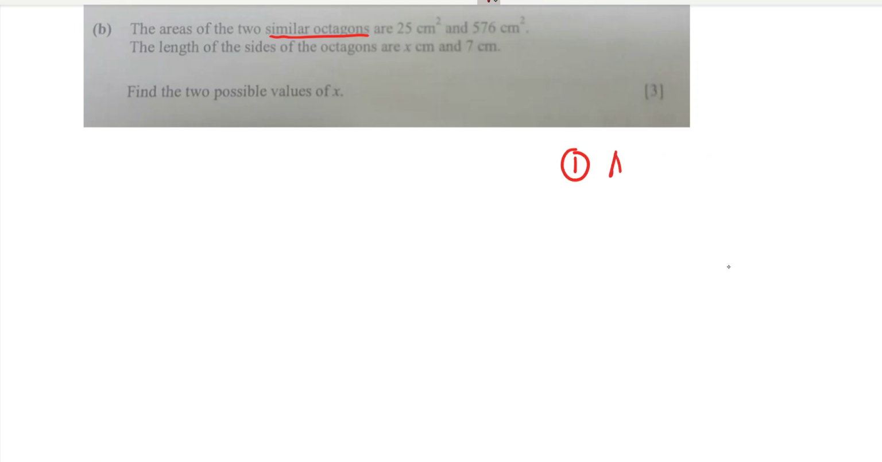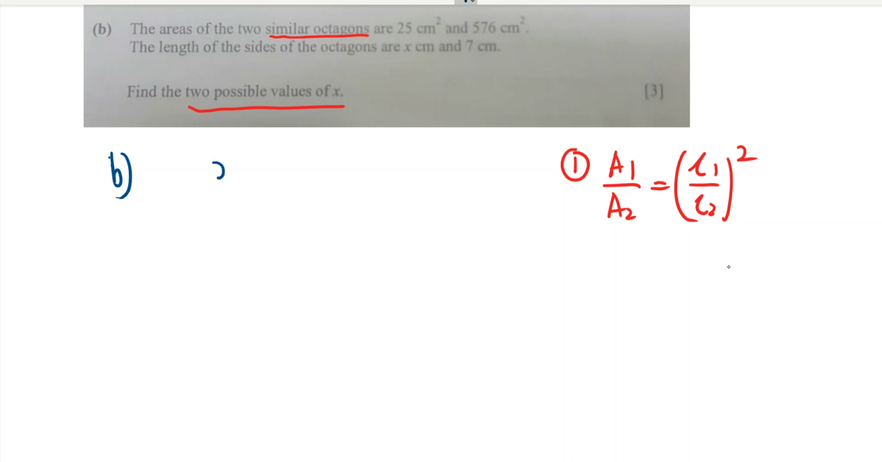Concept number one: A1 over A2 is equal to L1 over L2 squared. They tell you that the lengths are x and 7. Now they tell you there are two possible values. Why are there two possible values? I can foresee that if the question did not ask for two possible values, most students would just stop at this. They will say x over 7 bracket squared would give you 25 over 576, because this is the property of area of similar figures.